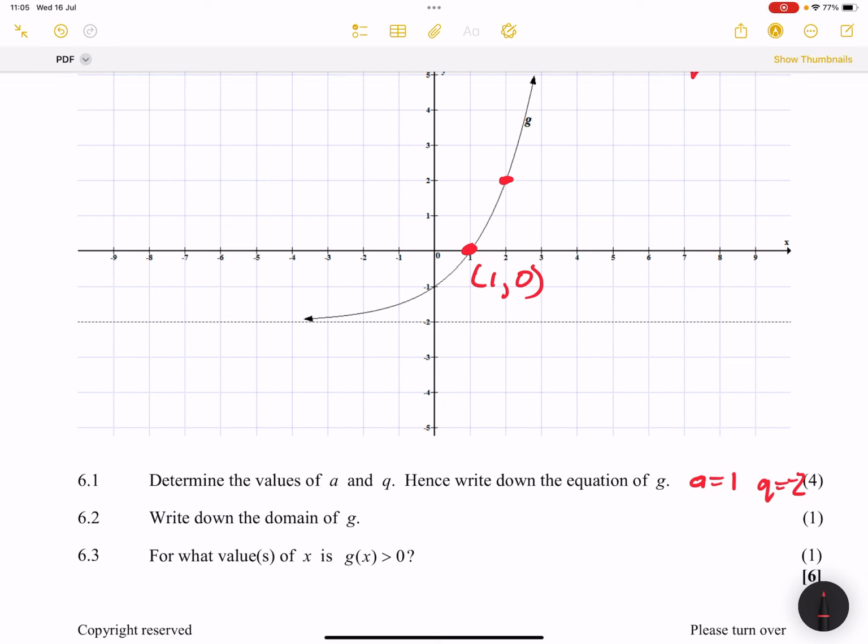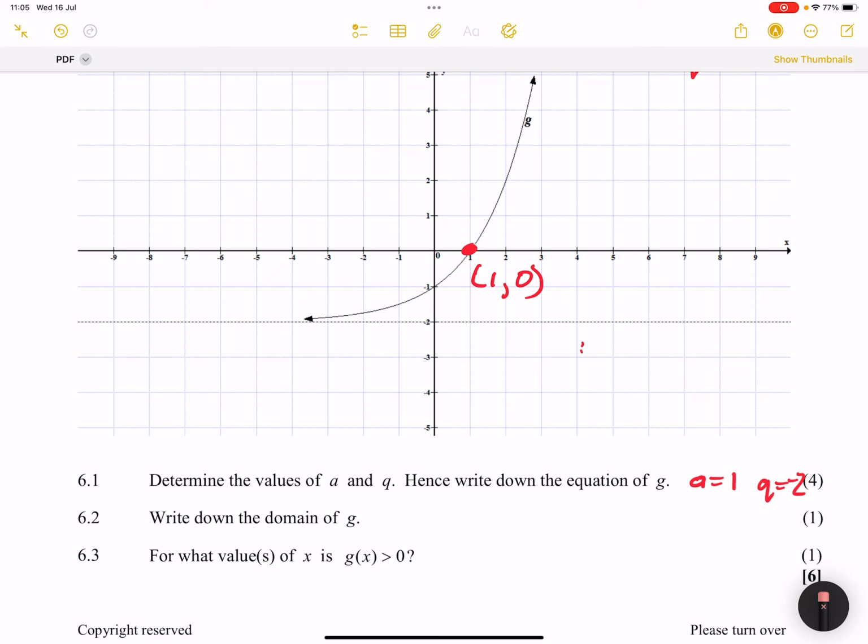Nothing wrong if you decided to say g of 2. So you've got the point (2; 2) over there. So you could have substituted that, and that would give you exactly the same answer.